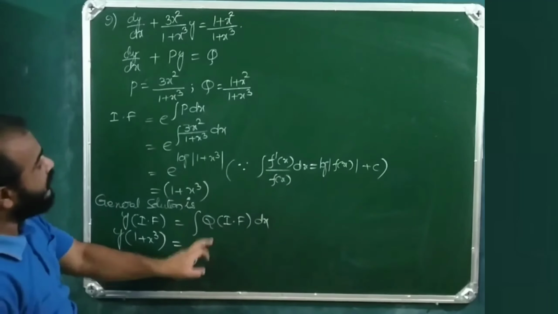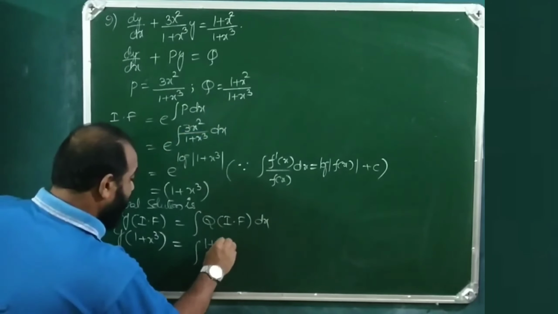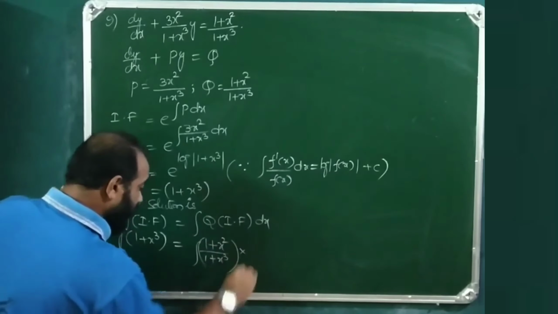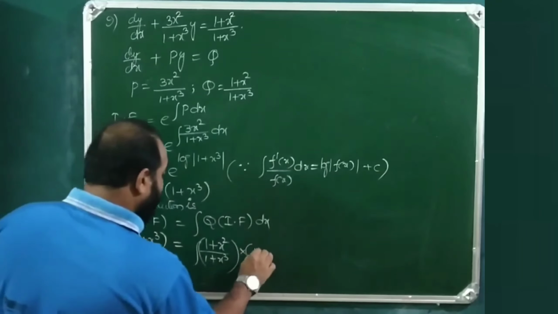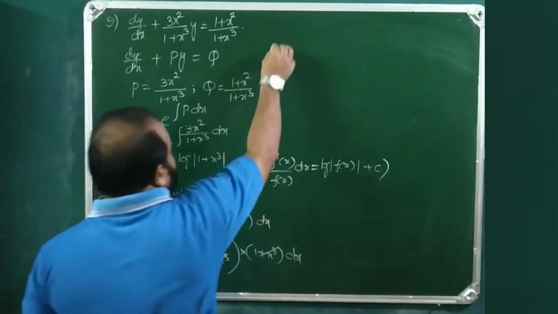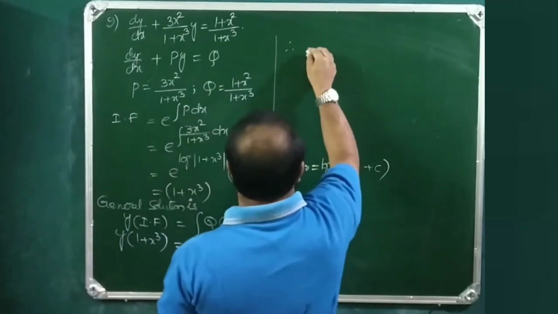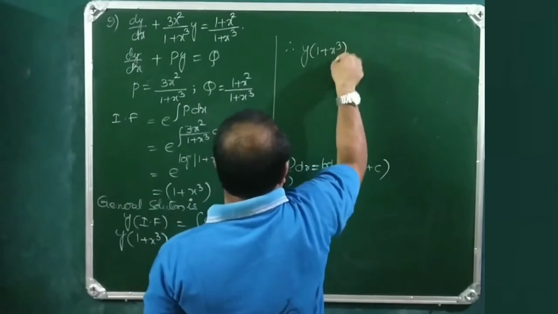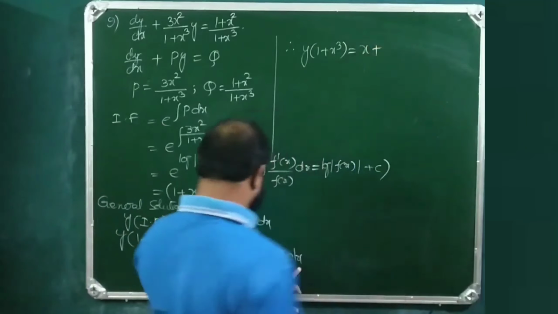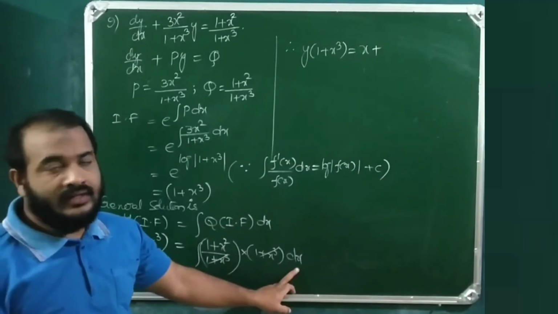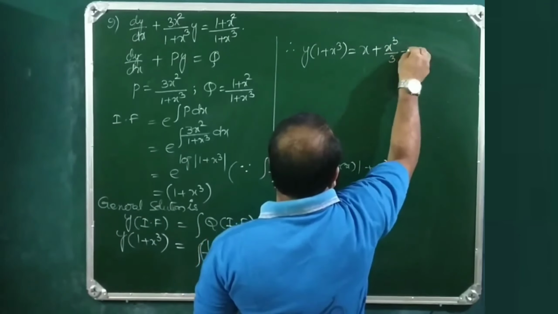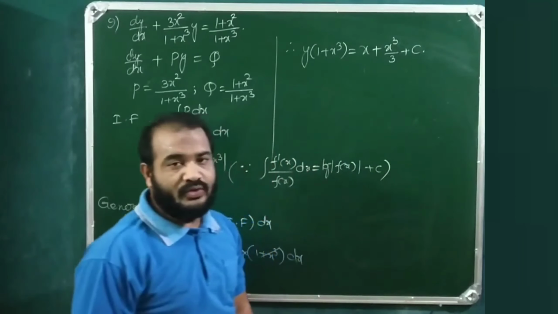The value of q is (1 plus x square) by (1 plus x cube), and the integrating factor is 1 plus x cube. So this and this get cancelled. Therefore, y into (1 plus x cube) is equal to integral 1 dx, which is x, plus integral x square dx, which is x power 2 plus 1 by 2 plus 1. So x cube by 3 plus the constant of integration c is the required solution.